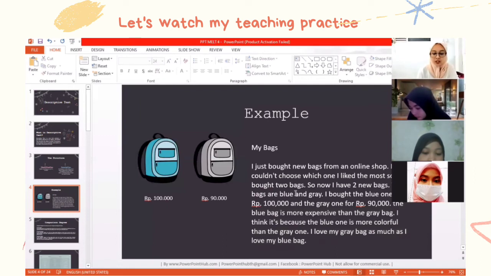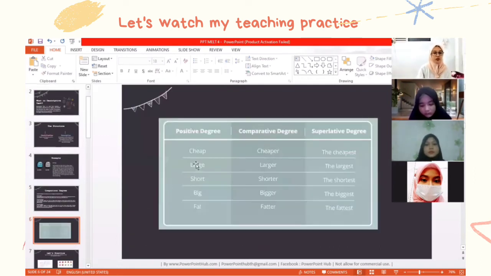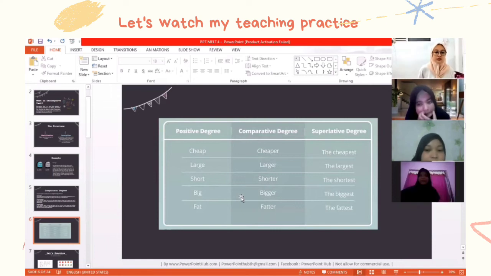So what is comparison degree? Here's the example. In addition, I also explain about comparison degree, and it can be used to assess the students' writing, whether they used this comparison degree or not. I also let the students read the example by themselves. Cheap, cheaper, and cheapest. Large, larger, and largest. Short, shorter, and shortest. Big, bigger, and the biggest. And the last, fat, fatter, and the fattest.